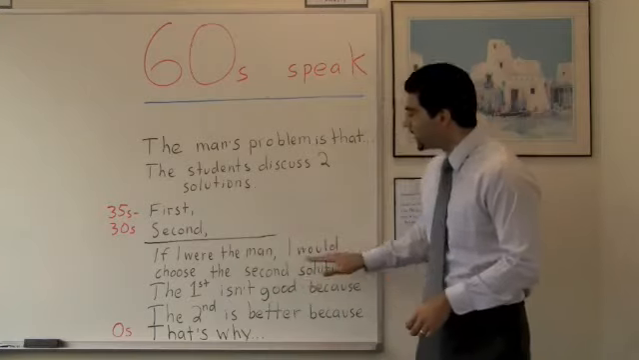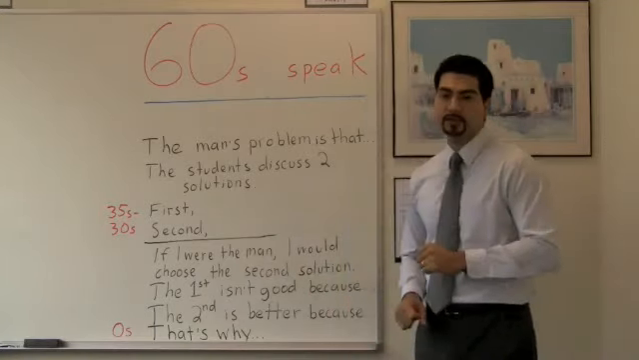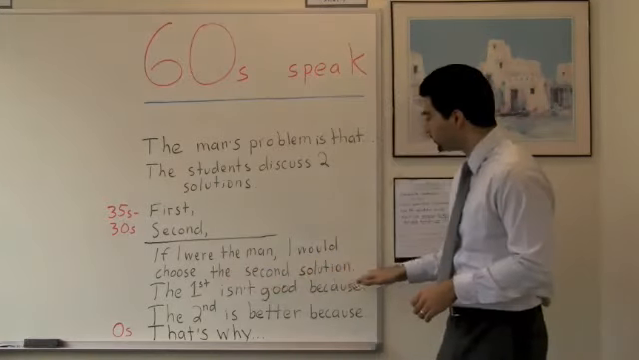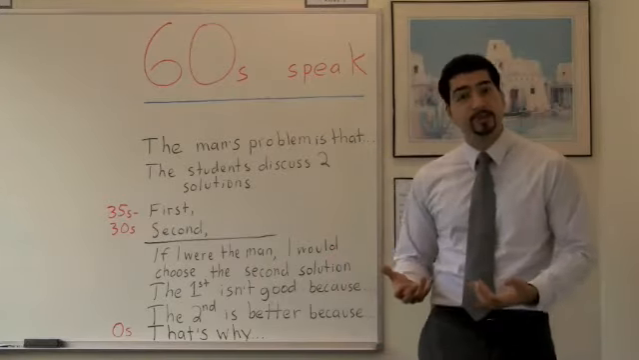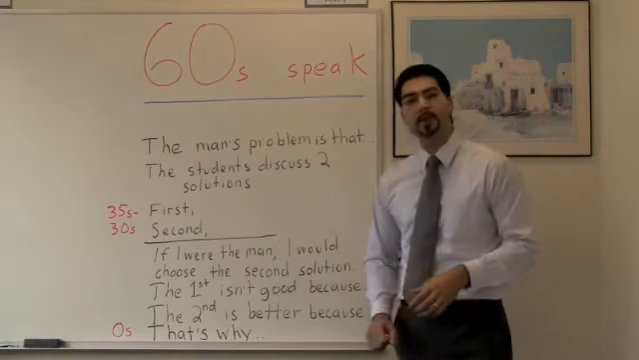If I were the man, I would choose the second solution. Nice, clear, strong, accurate sentence. Very well done. Then, the first isn't very good or isn't good because, so that's a clear sentence that establishes your reason. The first solution, I don't like it. The first solution isn't good because.